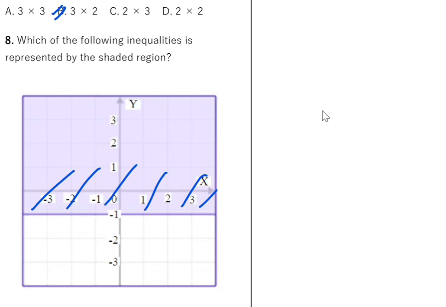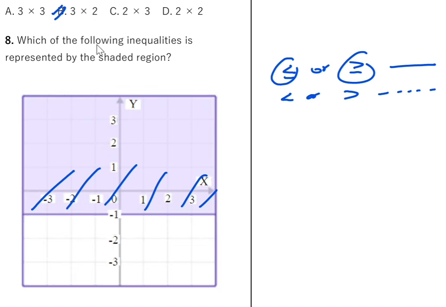We know that when it is less than or equal to or greater than or equal to, then we have a continuous line. When we have less than or greater than, we use a dotted line. So you can see the line is continuous, and therefore it can be either this one or this one. And then the second step is to see the line is cutting the y-axis at -1.